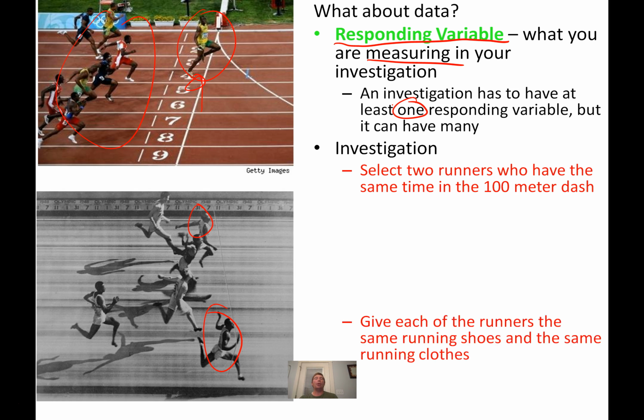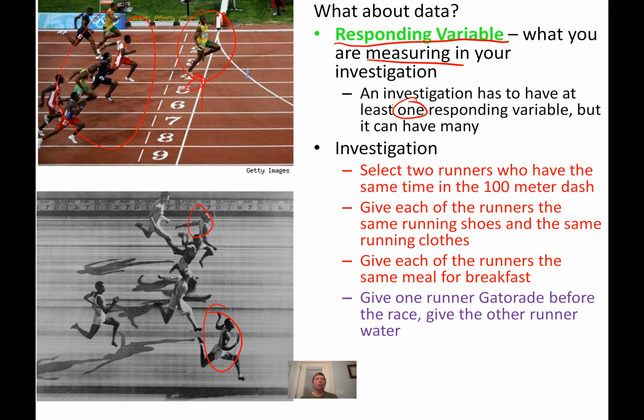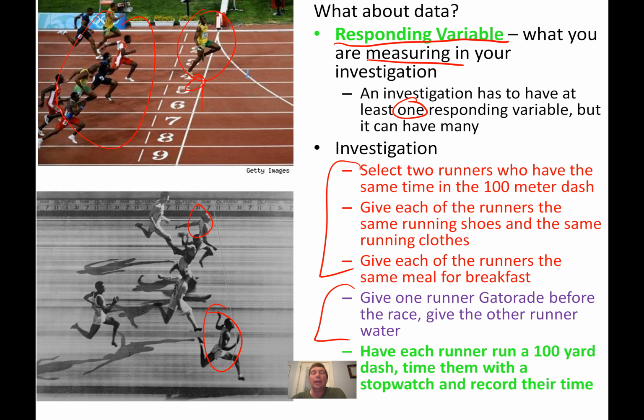So let's go through and look at our investigation again and figure out how we can put in a responding variable. So here's our steps. The red ones are our controlled variables. The purple one there is going to be our manipulated variable. Let's put in an extra step to represent a responding variable here in green. Our responding variable: have each runner run a 100-yard dash, time them with a stopwatch, and record the time. By adding that step in there, we now have data.